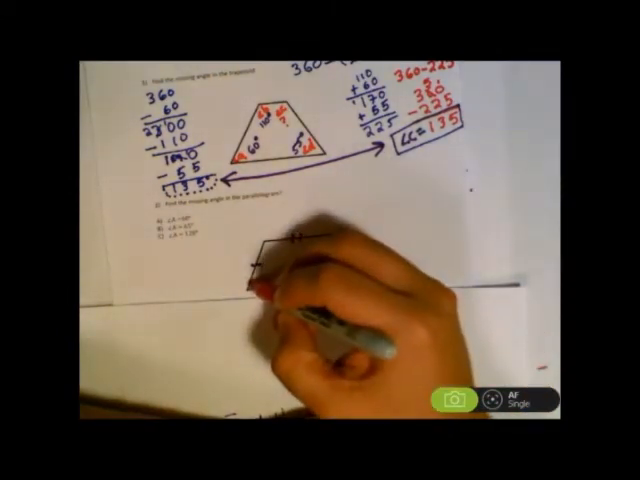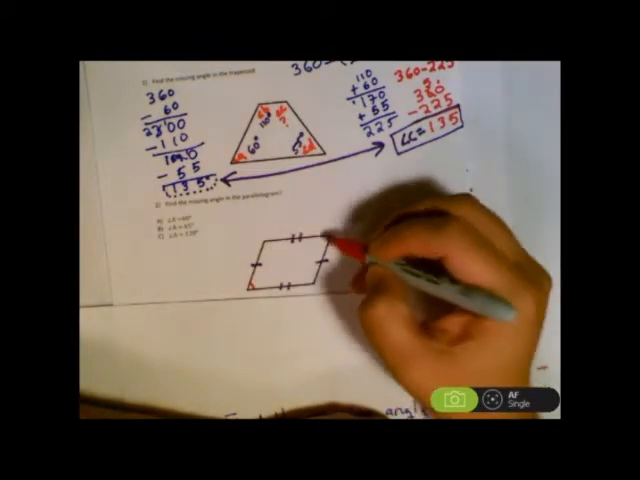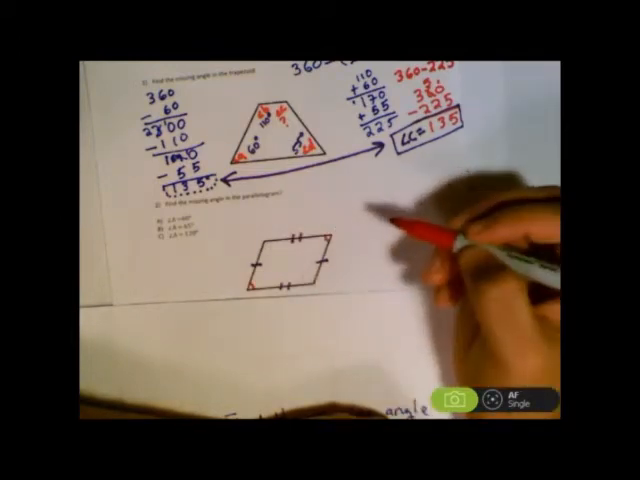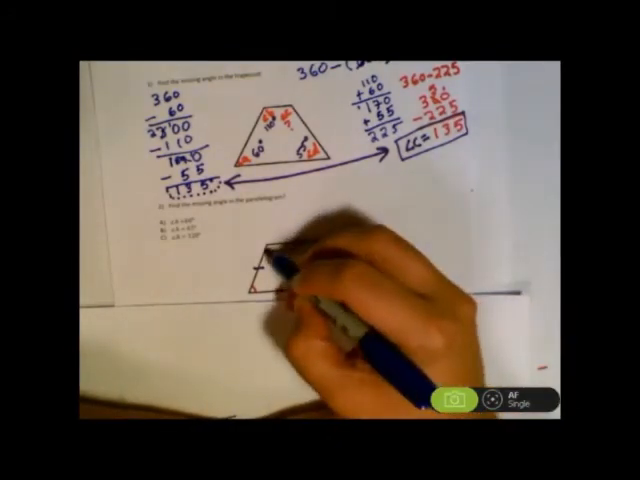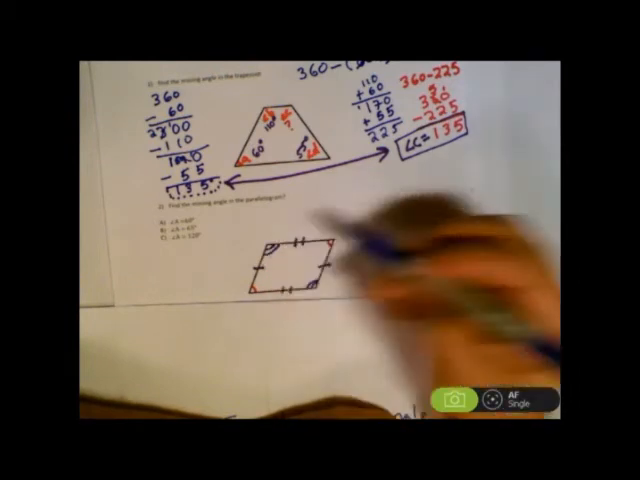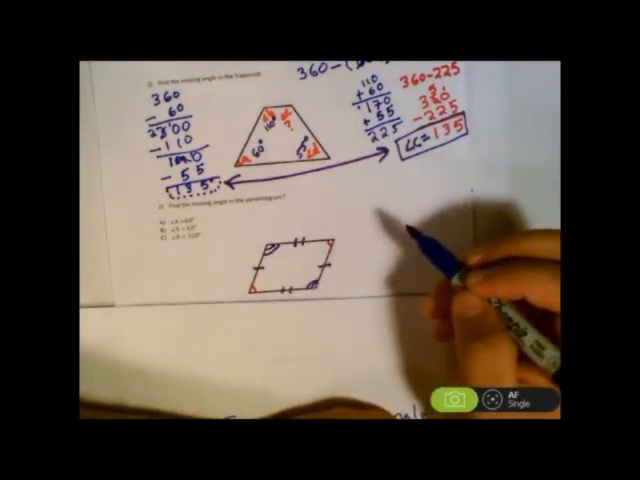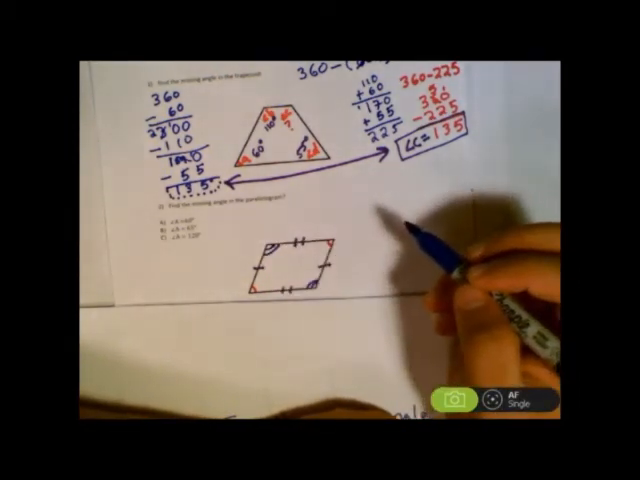Okay, now the angles. There's something special about the angles in a parallelogram too. The opposite angles are equal to each other. They're congruent. So that means this angle here is congruent to this angle here, and this angle here is congruent to this angle here. Okay, so then you're going to have 2 pairs of different measures.